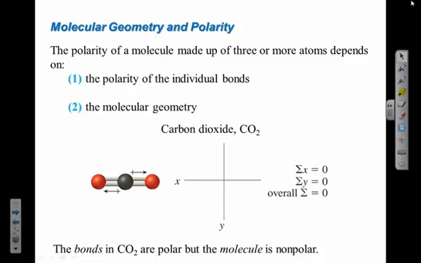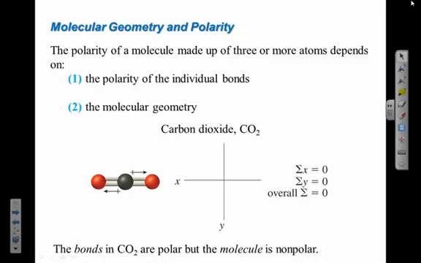So there are really two factors that are required for an overall molecule to be polar. For a molecule to be polar, one factor is it has to have at least one covalent bond somewhere that involves atoms with different electronegativity. Right? So, for example, a carbon and an oxygen have a different electronegativity. So CO2 fits one of the requirements for it to be a polar molecule, or to have a dipole.